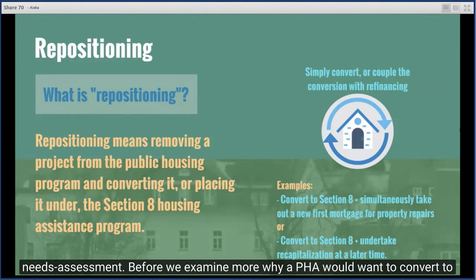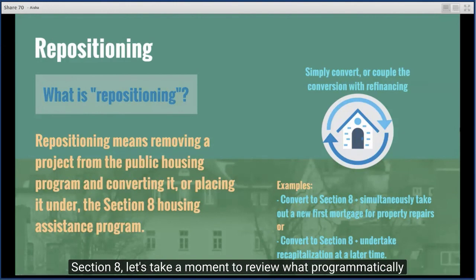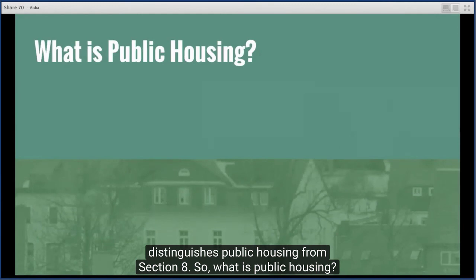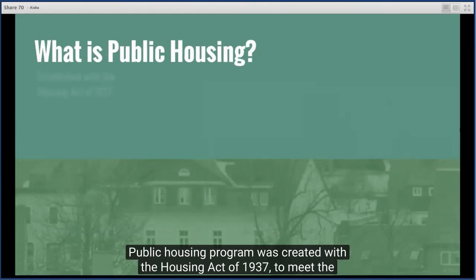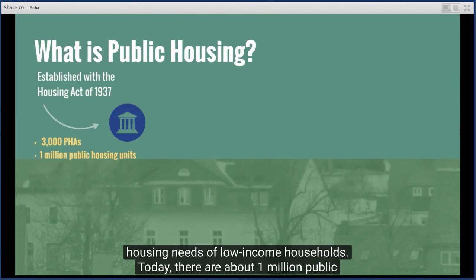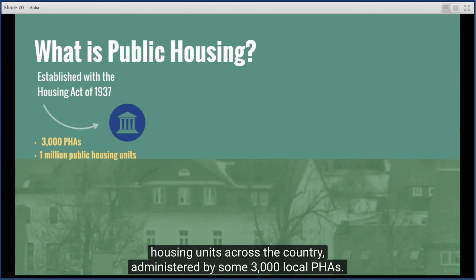Before we examine more why a PHA would want to convert to Section 8, let's take a moment to review what programmatically distinguishes public housing from Section 8. So what is public housing? The public housing program was created with the Housing Act of 1937 to meet the housing needs of low-income households. Today there are about 1 million public housing units across the country administered by some 3,000 local PHAs.